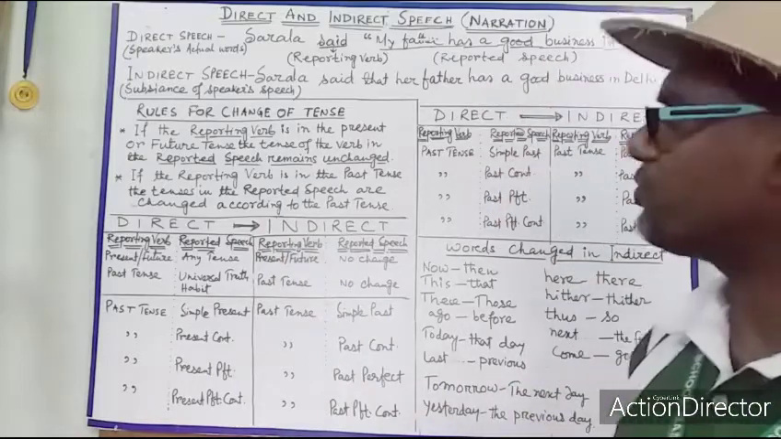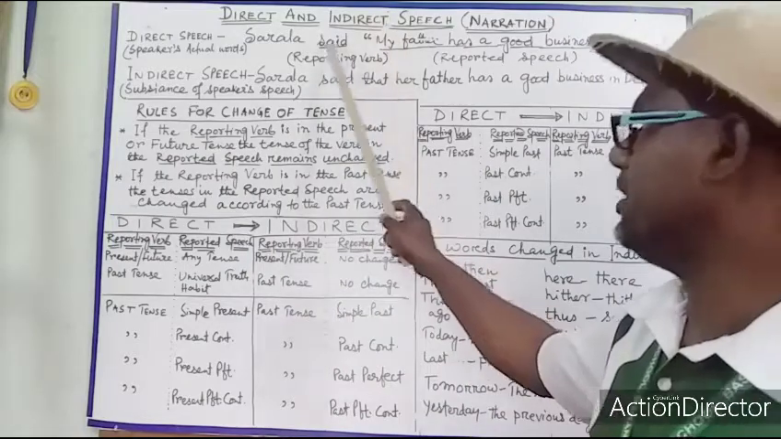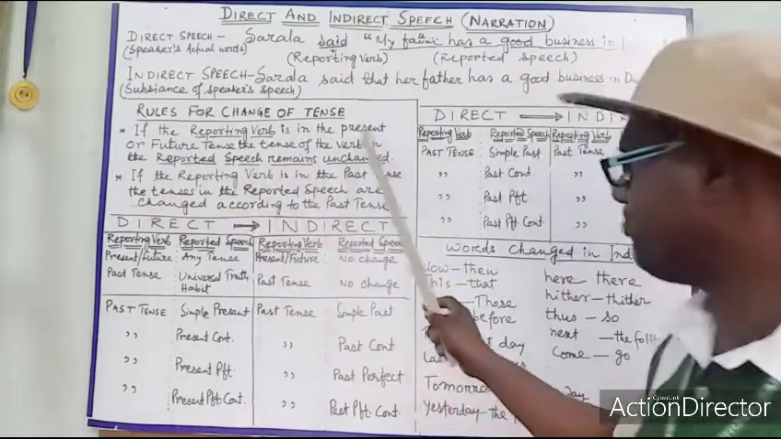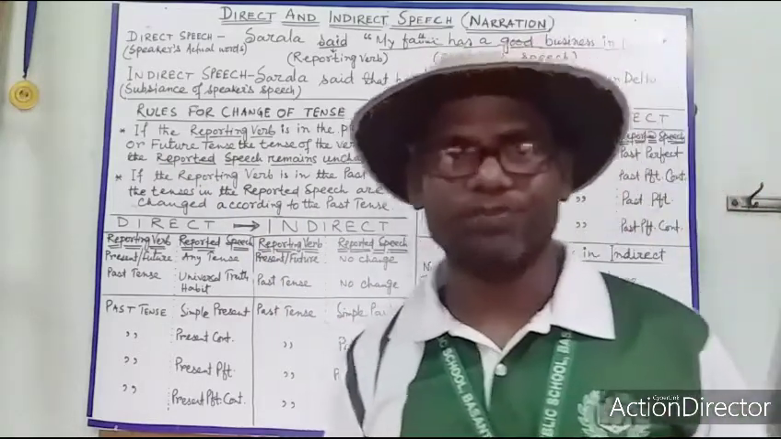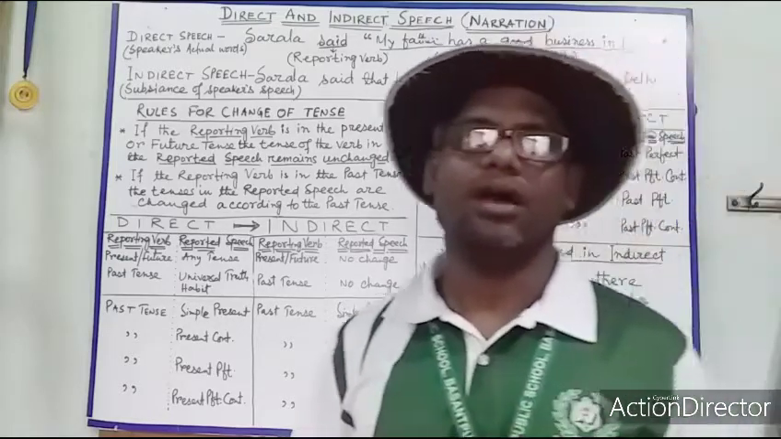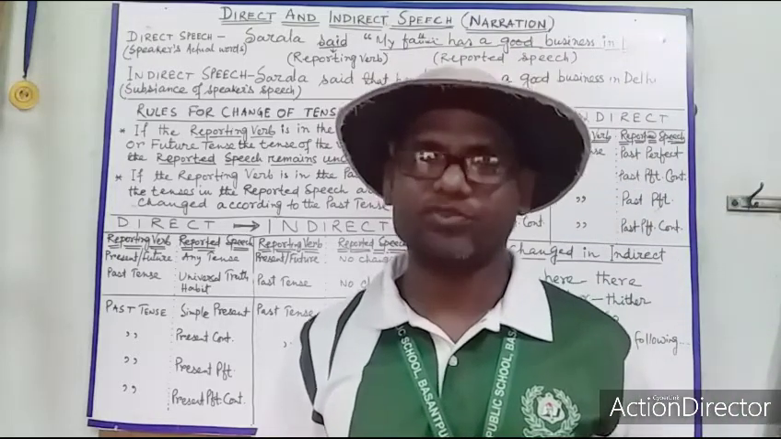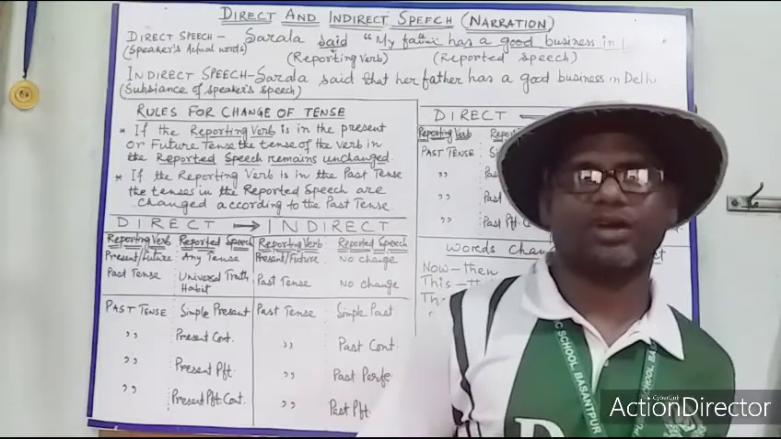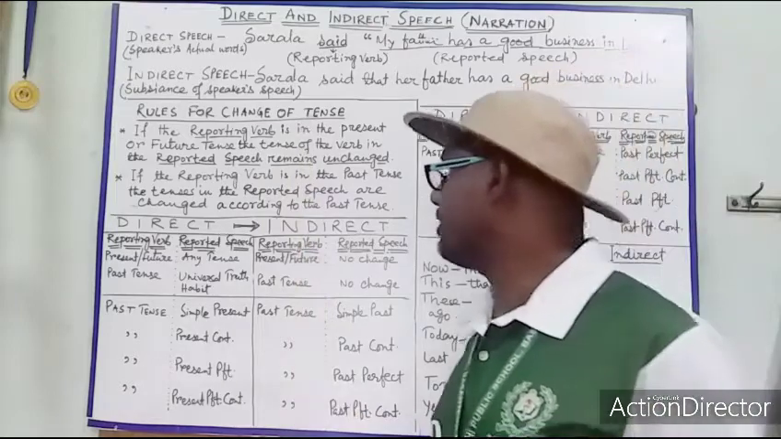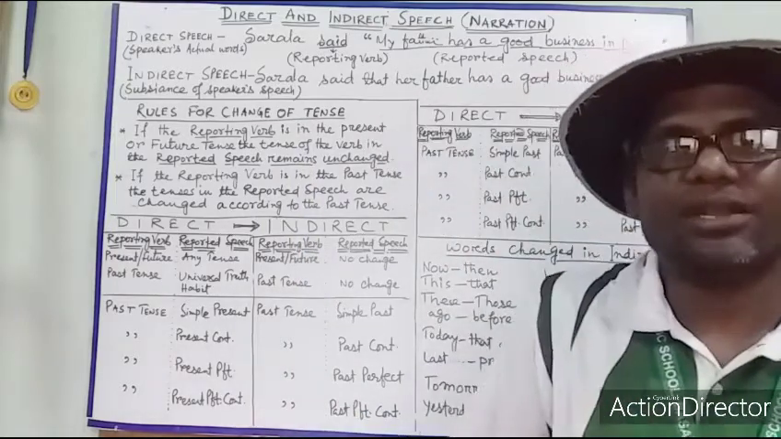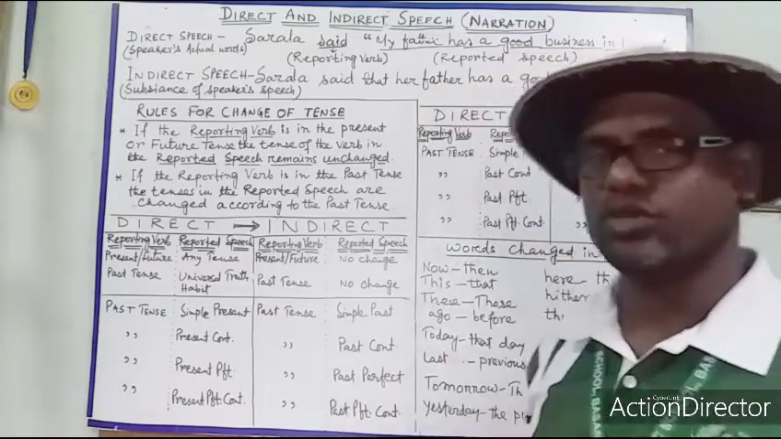The first one is very, very important. If the reporting verb, meaning the verb outside the inverted comma, is in the present tense or future tense. You know present tense? Present tense means the verb is in the first form, or the verb is added with s or es. The verb in the base form is present tense, and the verb with s or es added, those are all present tense. And what is future tense? There will be shall or will, then V1. Shall and will with V1, that is also future tense.